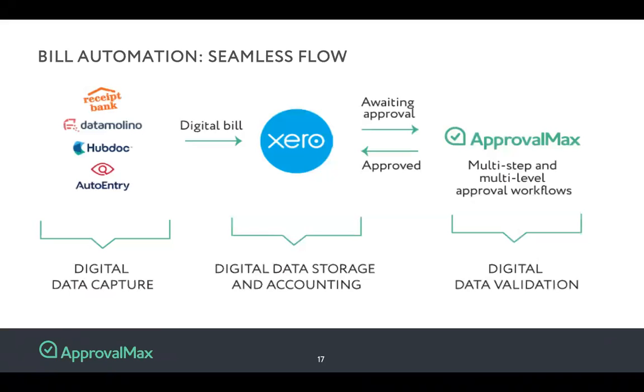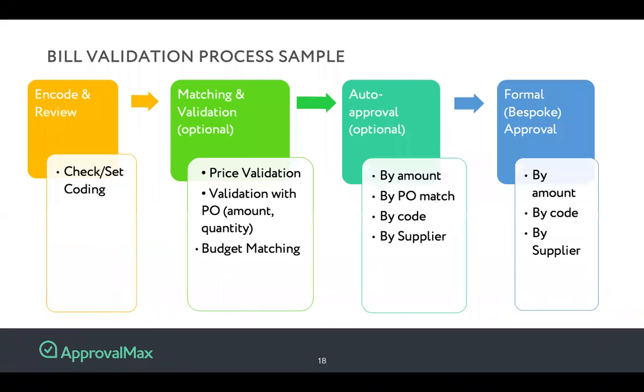Let me emphasize at this point that we don't care, to be honest, how exactly the bill is created in Xero. It could be Data Malina, it could be manual bill creation, it could be the Xero to Xero function, the email to bill function, it doesn't matter for us. Once the bill is in Xero in awaiting approval status, ApprovalMax can take care of the bill validation. We have a typical process in mind when we are talking about bill validation. It basically defines what should be checked as part of the bill validation stage.